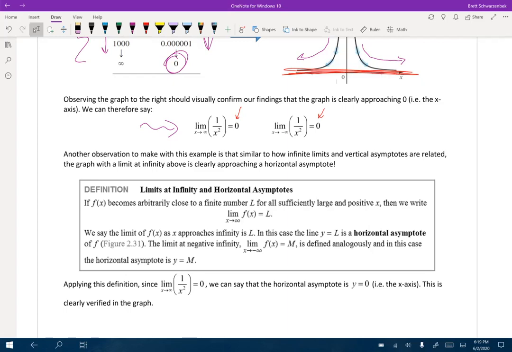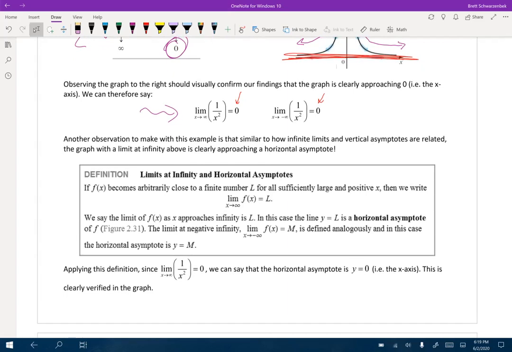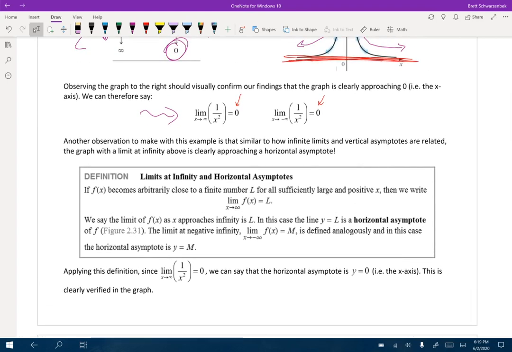It turns out that similar to our previous section where we had a vertical asymptote as a result of an infinite limit, we can actually generate a horizontal asymptote as a result of a limit at infinity. So for example, let's say you know that the limit as x approaches infinity of a function is equal to some value. In this case, the limit of x goes to infinity of our function 1 over x squared was equal to 0, which we would refer to as L in this problem.